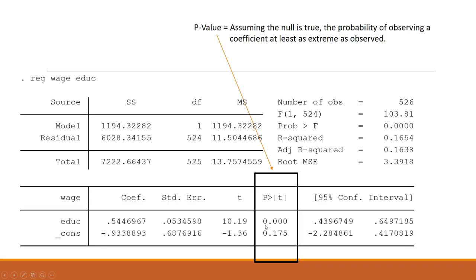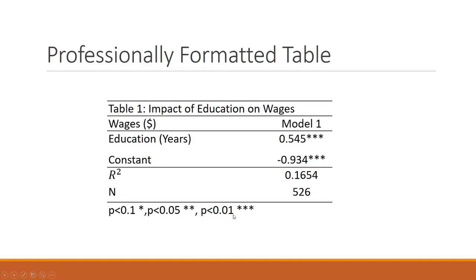We noticed in our results that our p-value for beta 1 hat, that means the coefficient on education, was 0.000. That means it's less than 0.01 and it deserves 3 stars. That means it's highly statistically significant. We have very good reason to believe that that number is not 0. We have very good reason to believe that there is a statistical relationship between wages and education.